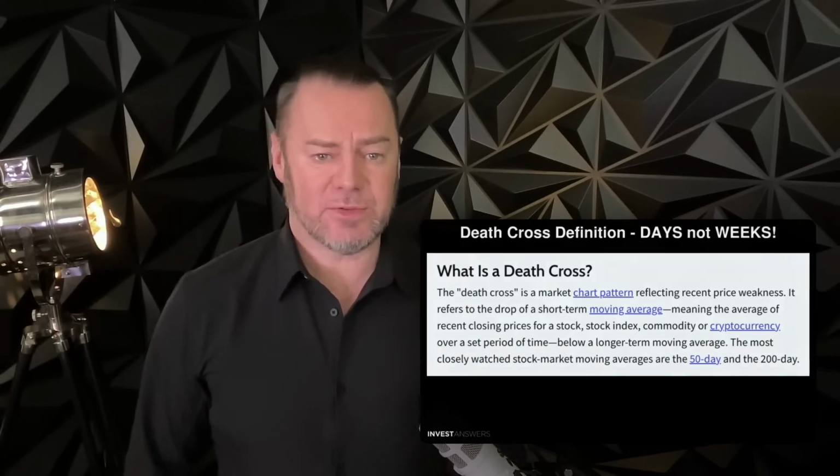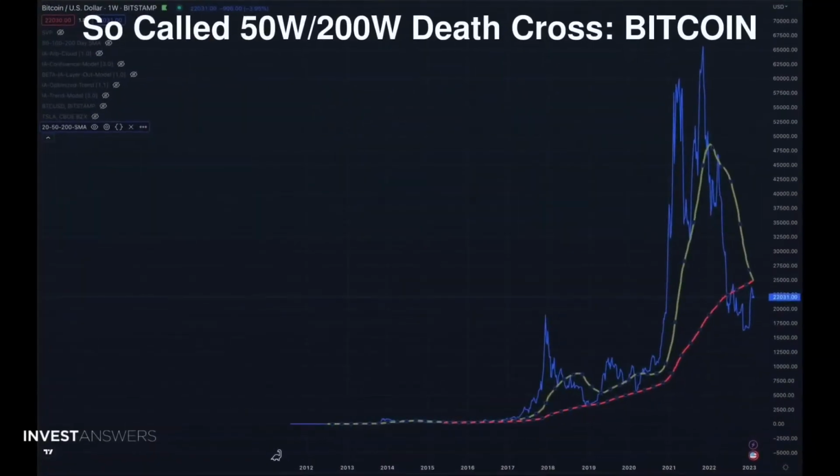And again, watch what you hear on FinTwit. There's a reason it's called FinTwit. So this is what caused all the calamity last week. This is the so-called 50-week, 200-week death cross for Bitcoin. The 50-week is the yellow cutting through the red, or it's green, or whatever color it is. I'm not quite sure because my eyes don't work.